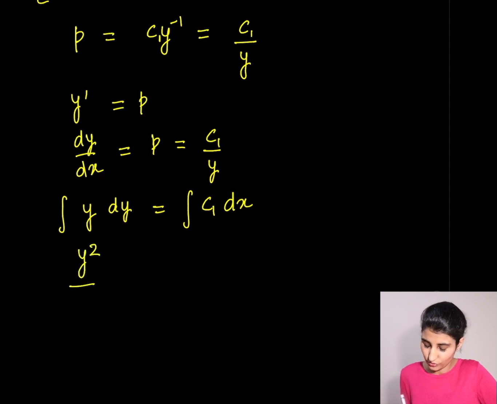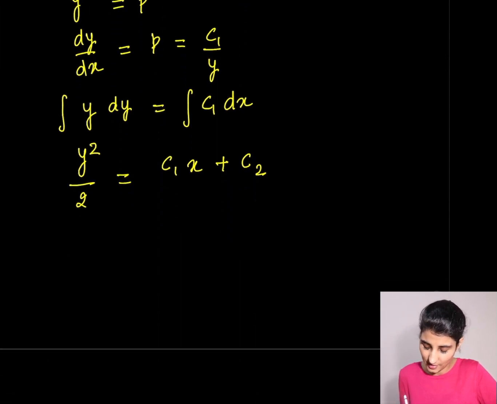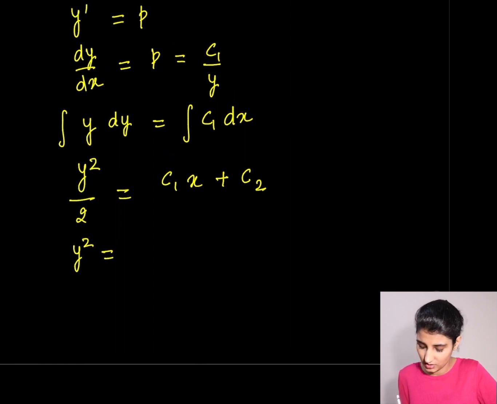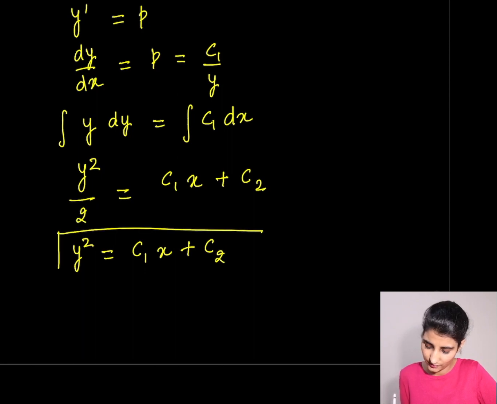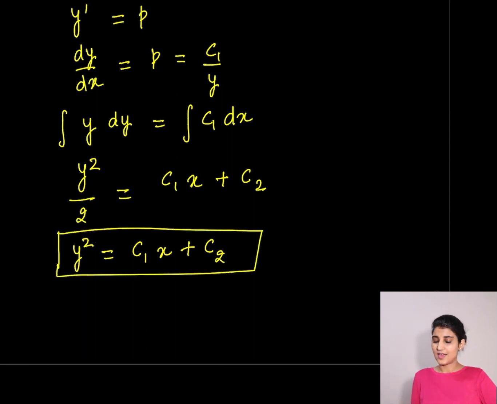So integration of y is y square by 2, integration of c1 is c1x, and we add a constant of integration. If we multiply by 2, we will get 2 times c1, it's a new constant, I'm just writing it as c1 x, plus 2 times c2 is again a new constant, we can just say it's c2. So our y square equal to c1x plus c2 is the solution for the given equation.